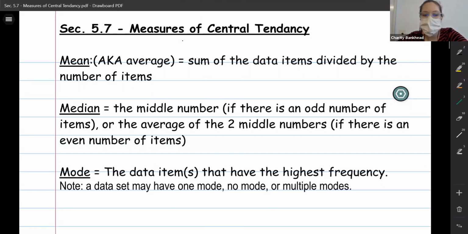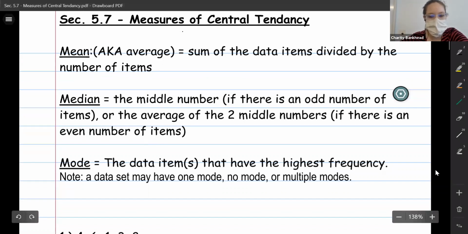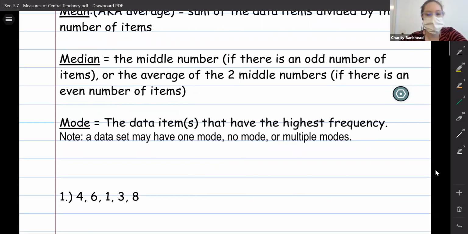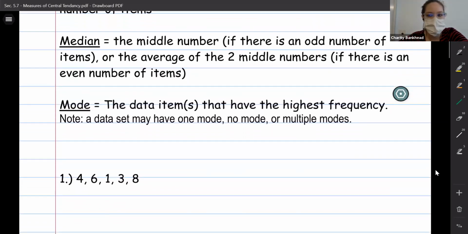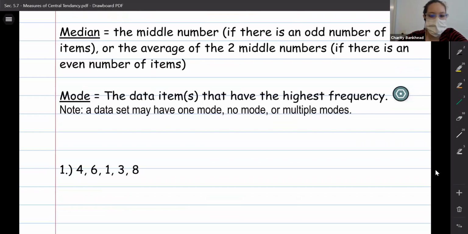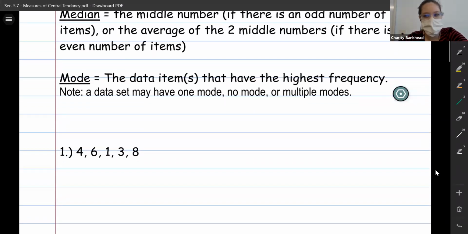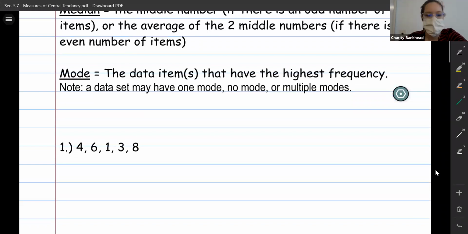Finding the middle number only works if you have an odd number of values. If you have an even number of values, you have to find the two middle numbers and then average those. And then the mode is the one that has the highest frequency, or in other words, the one that appears the most number of times. So if nothing's repeated, then you would not have a mode, but having multiple modes is also a possibility.